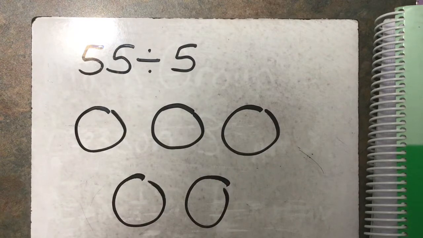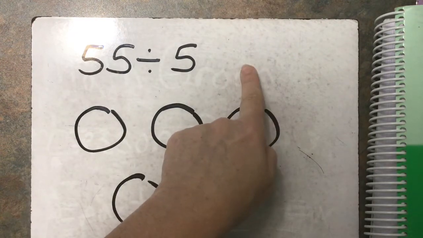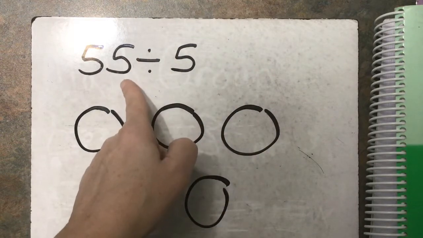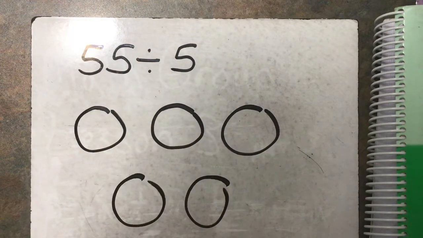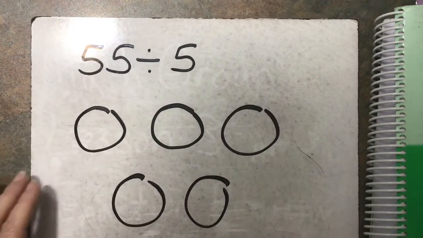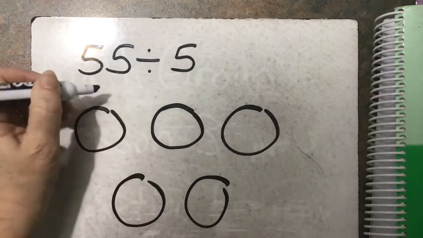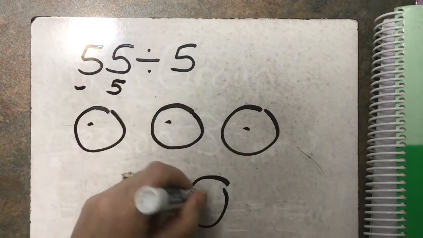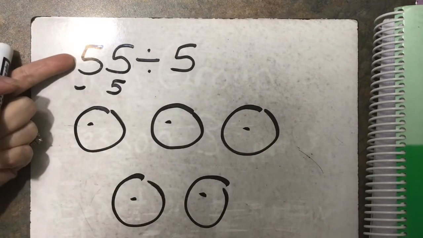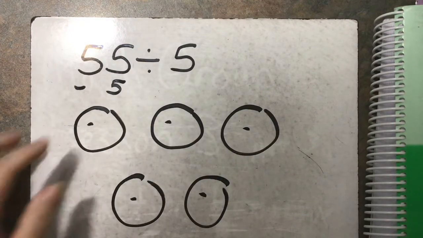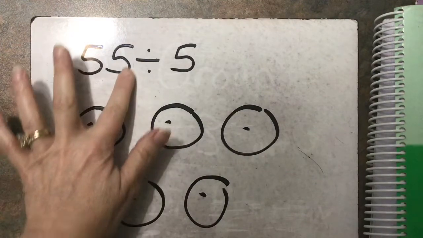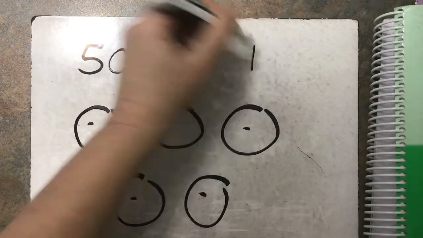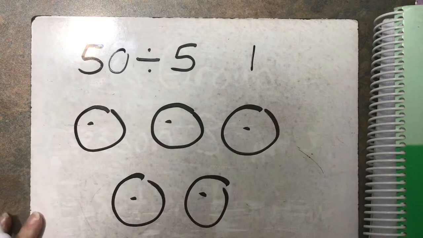Okay, so I'm going to keep a tally mark over here of how many times I take away 5 from 55. Okay, so what we're going to do is we're going to take 5 away and put them in the baskets. If I have 55 minus 5, that is going to leave me with 50 jelly beans. I've taken 5 away. Now I'm at 50. So that's one time that I took away 5.